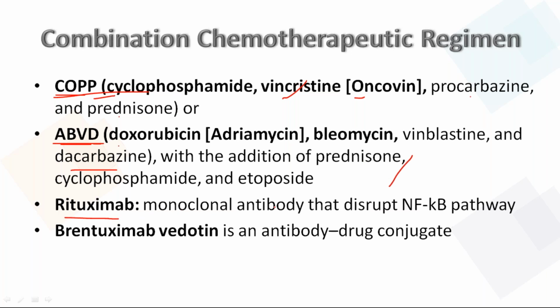And now there are monoclonal antibodies, biological therapies; the commonest is rituximab, which especially interferes with the NF kappa B pathway. One of the latest is brentuximab vedotin, a combination of antibody plus drug. Rituximab is the only pure monoclonal therapy. Brentuximab is an antibody-drug conjugate. So these are the combination therapies available for Hodgkin's lymphoma.